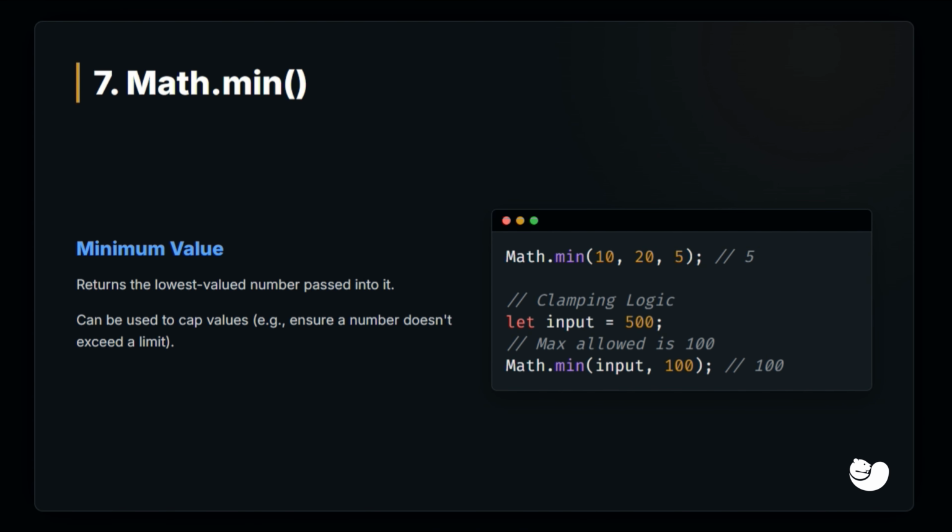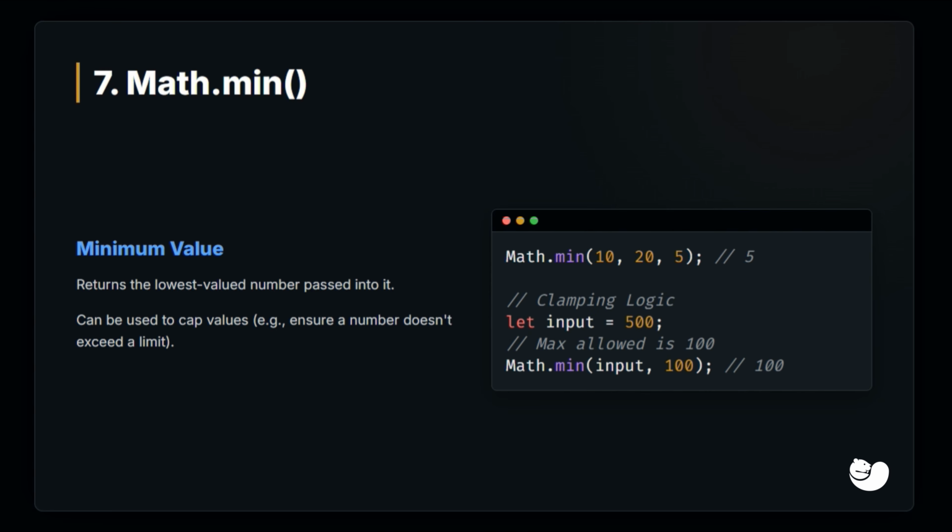Directly opposing the max function is math.min, which scans its arguments to return the lowest value. While its usage for finding the smallest number is obvious, its most sophisticated application is in clamping logic. Imagine you have a user input field that should not exceed 100. You can pass the user's input and the number 100 into math.min.